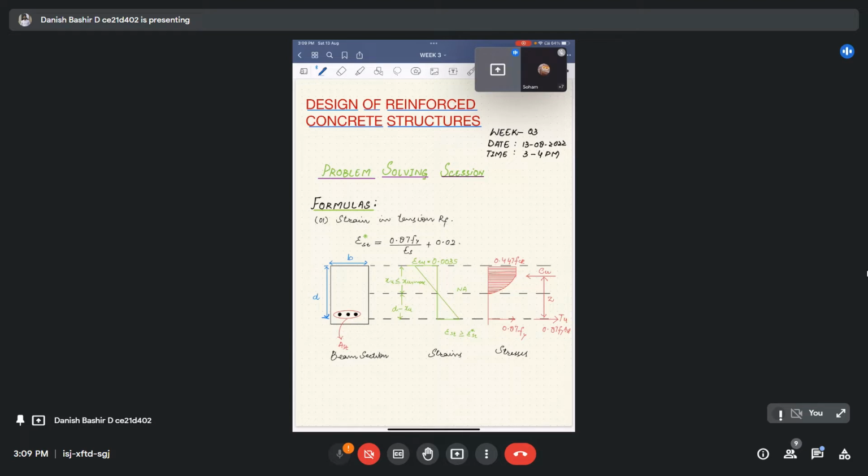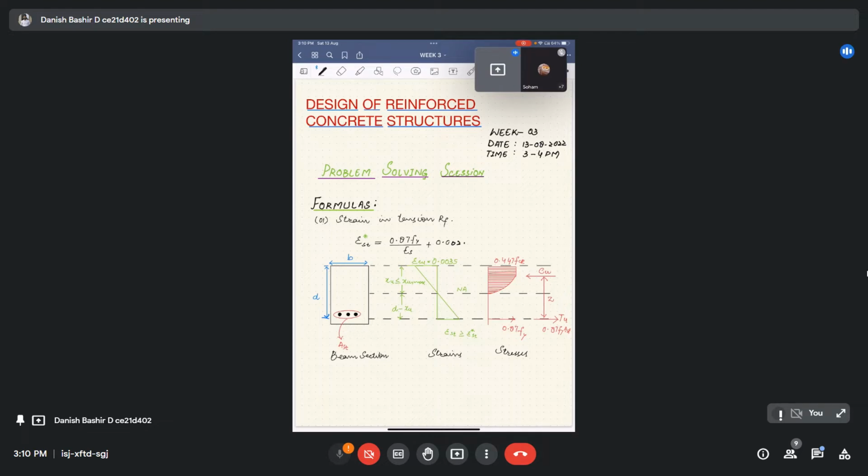Here this epsilon st is the strain at the centroid of the steel. Epsilon st star is 0.87 fy by Es plus 0.002. You should be familiar with this formula from the lectures you have studied. It is the strain at the centroid of the steel, and the strain in the steel should be greater than or equal to epsilon st star. This ensures that our section is under reinforced and the yielding of the steel has occurred.